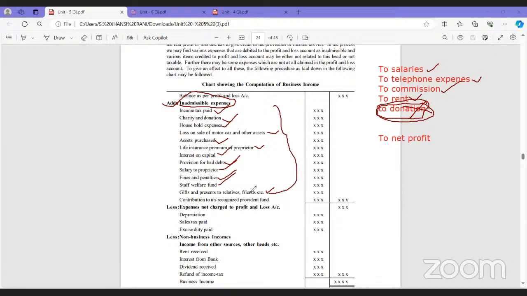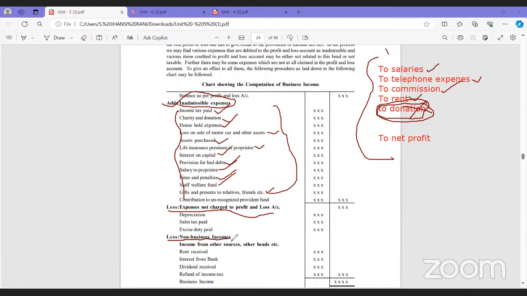So if you find these expenses in the profit and loss account of that particular problem, you have to add back. Now, from that we deduct expenses not charged to profit and loss account. Means there are some expenses which may not have been charged. We have not written them in the profit and loss account. Actually, they should be written, but we forgot to write them. So in that case, whatever expenses we have not written in the profit and loss account will be written here, because all expenses now will be deducted. Now comes the non-business income.